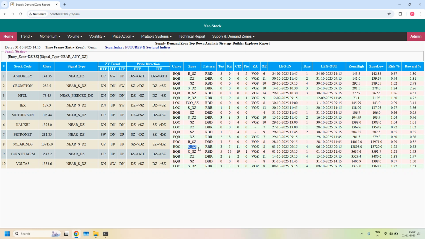Next one is Solar Industries. It is also moving between high liquidity demand and supply zones, so that you may get trade opportunities on either side. And the last one is Voltas. So we identified four 75 minutes high liquidity demand zones from this list.